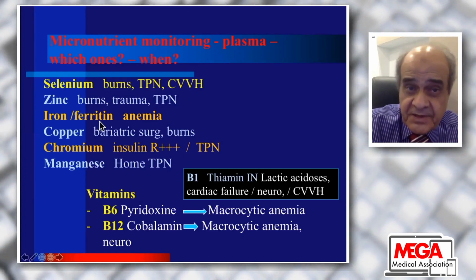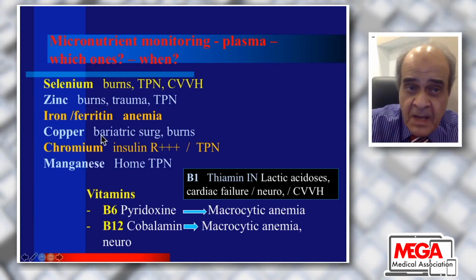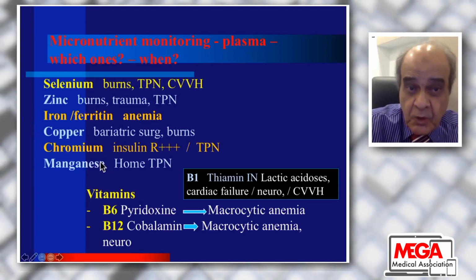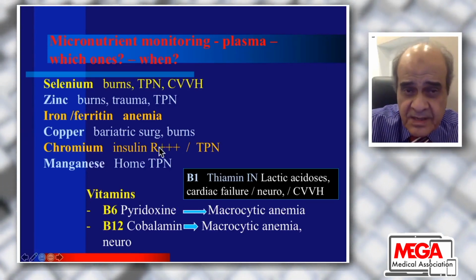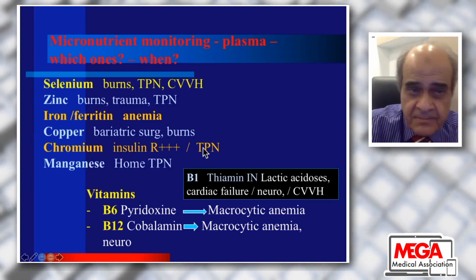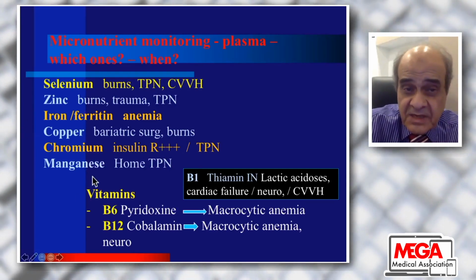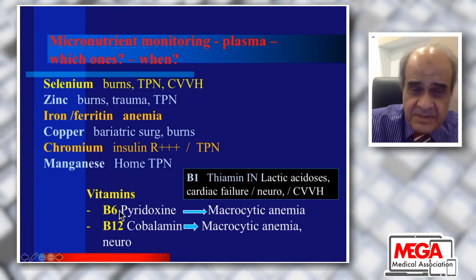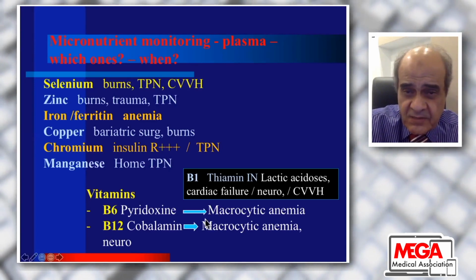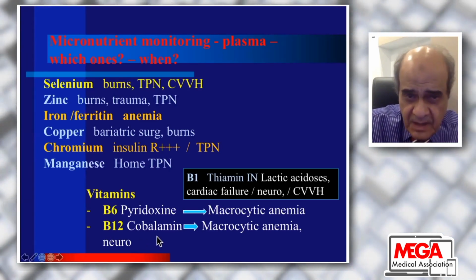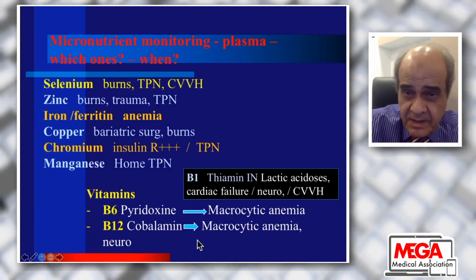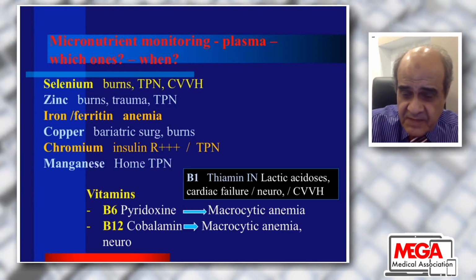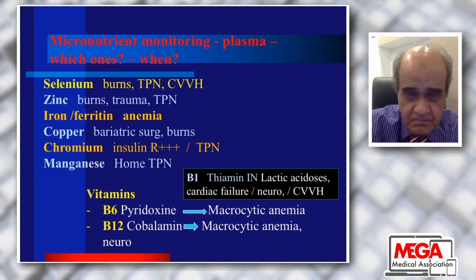Iron and ferritin should be measured in a patient suffering from anemia. Copper is very important in bariatric surgery, and also in burn. Chromium, if your patient is suffering from insulin resistance and receiving TPN. Manganese, especially for home TPN. Also, don't forget some of the vitamins which are important, like pyridoxine and B12 and cobalamin in macrocytic anemia. Don't forget thiamine in cases of lactic acidosis, cardiac failure, and continuous venovenous hemofiltration.